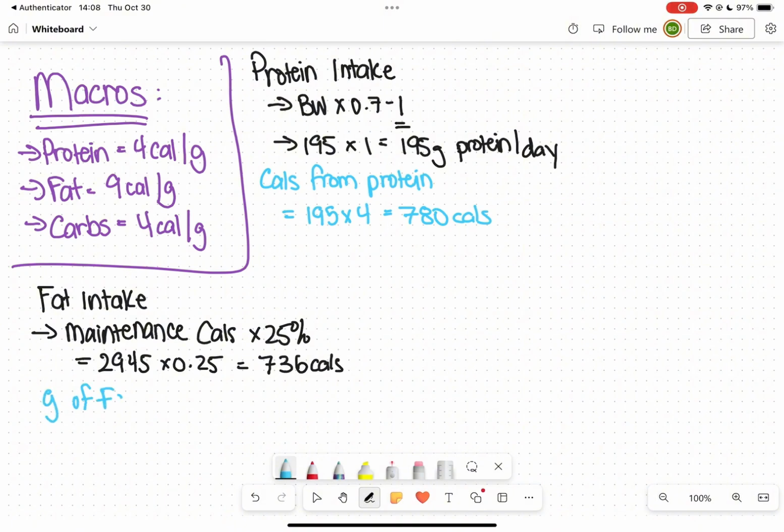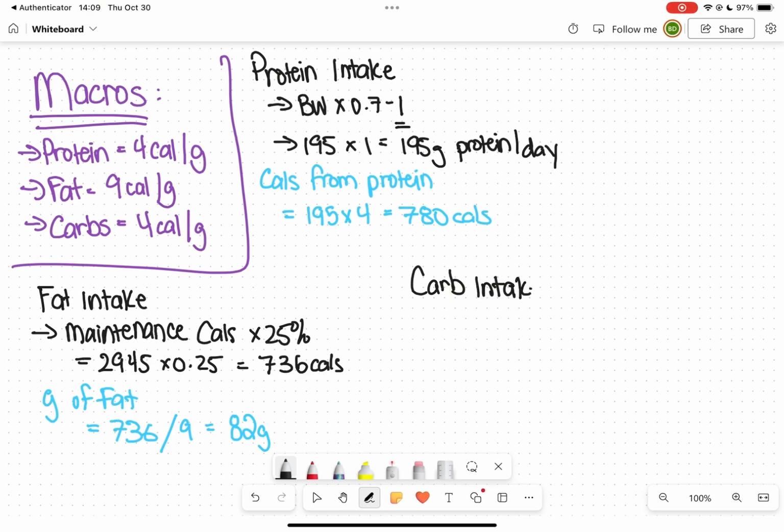And now working it backwards to determine how many grams of fat that equates to, we're doing 736 divided by 9, since 9 is how many calories are in a single gram of fat, and that puts us at 82 grams. So we're eating roughly 82 grams of fat for the day on my maintenance phase.